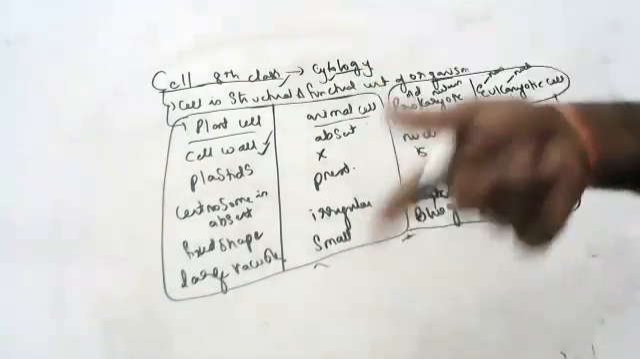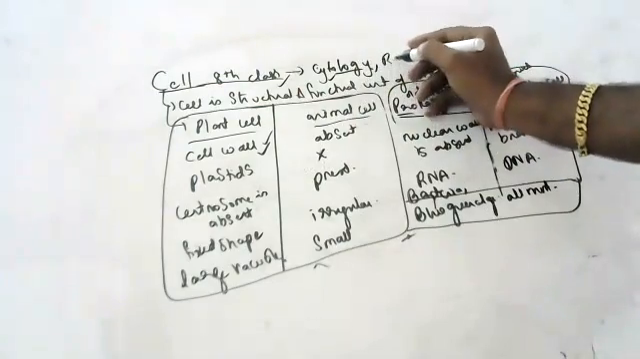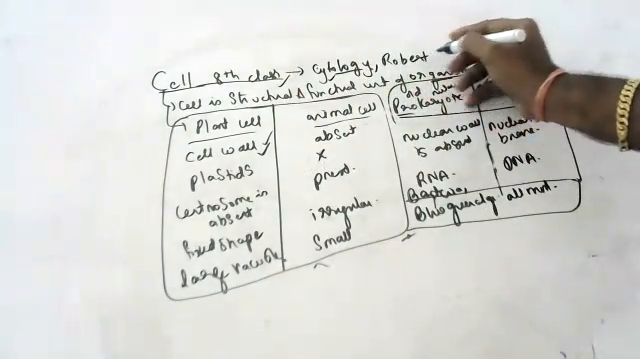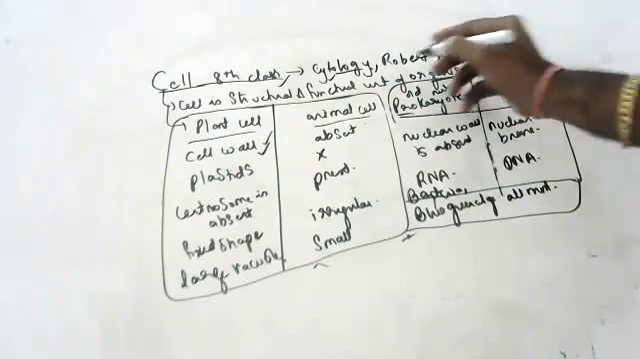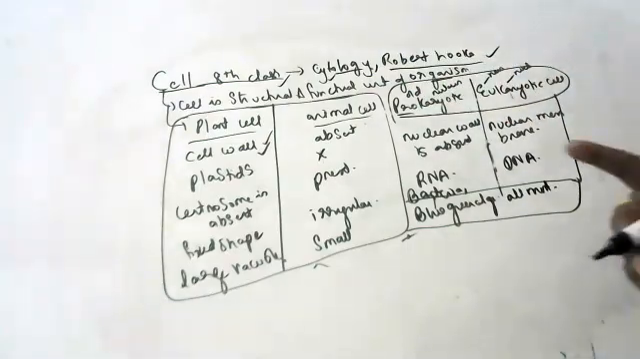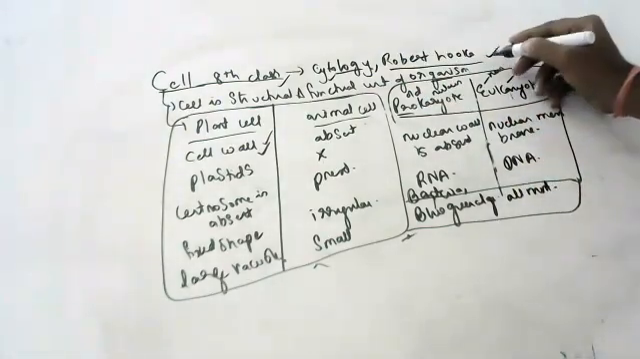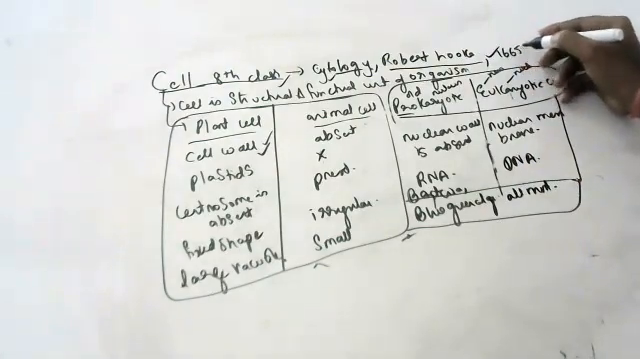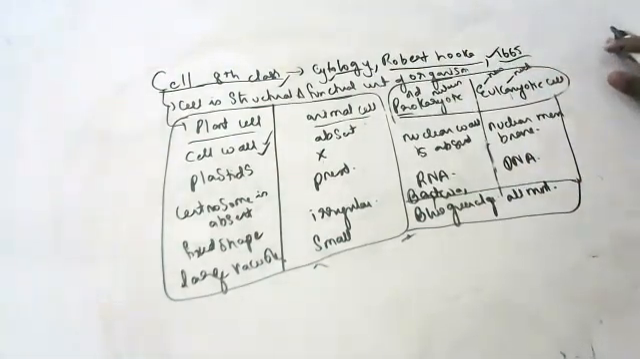Who discovered the cell, children? Anyone can say? Who discovered the cell? Robert Hooke. Fantastic. Robert Hooke was the first scientist to discover the cell, in 1665.